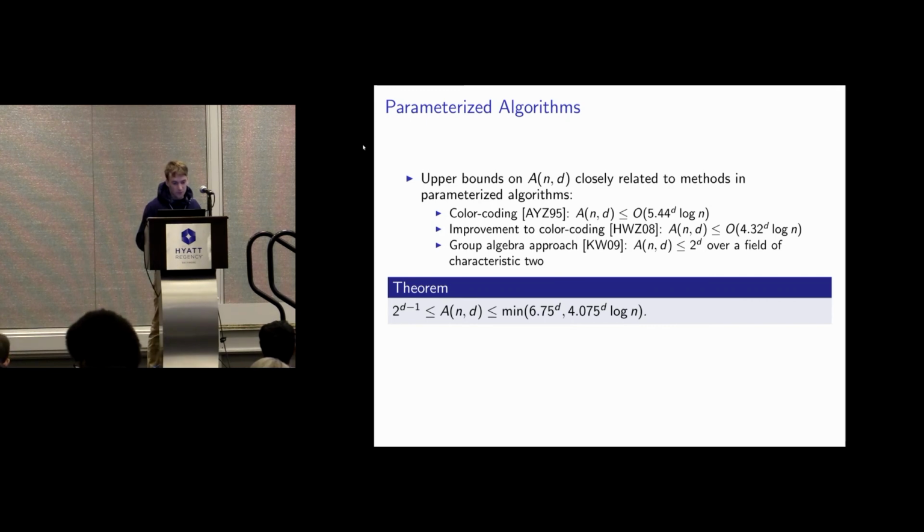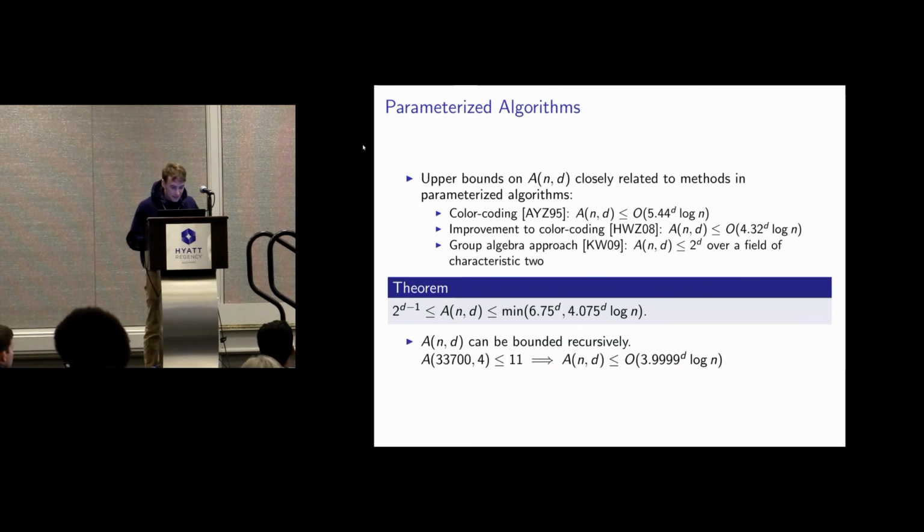So somewhat remarkably, this quantity is actually completely independent of n. So if you think back to the rank of the elementary symmetric polynomial, it was about n choose d over 2. And so it goes down quite a bit. And this quantity has some remarkable properties. So for example, you can bound it recursively. And in fact, it's this recursive property that gives the color coding bound, the 4.32 to the d log n bound, and the 4.075 to the d log n bound.